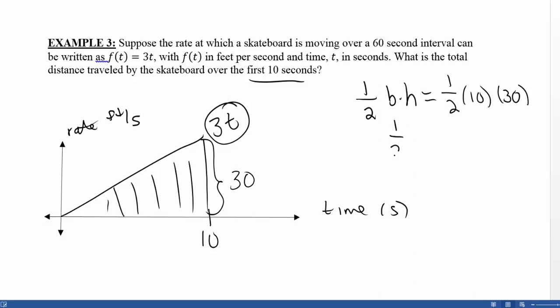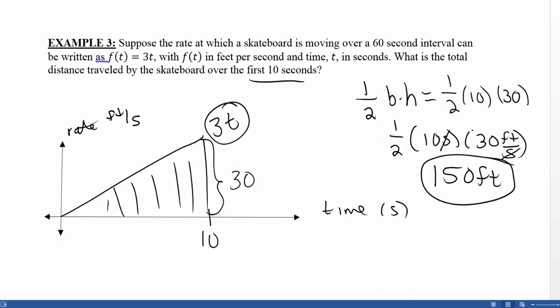Now, before we crunch this number, let's take a look at the units. So 10 is 10 seconds, and 30 is 30 feet per second. This is important because here we see that the seconds cancel, and now I have half times 10 times 30, which gives me 150 feet. So the question is, what is the total distance traveled? And the answer is 150 feet.